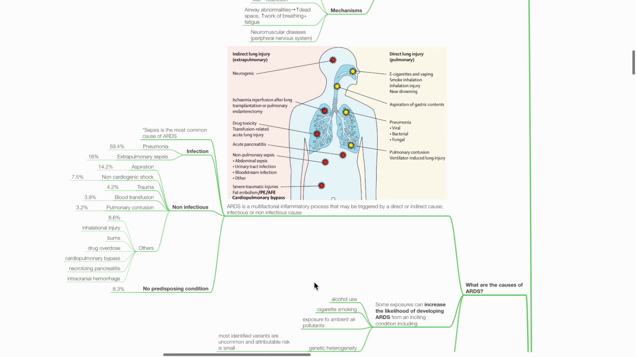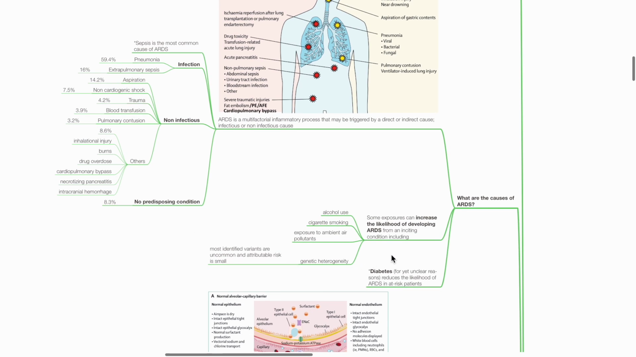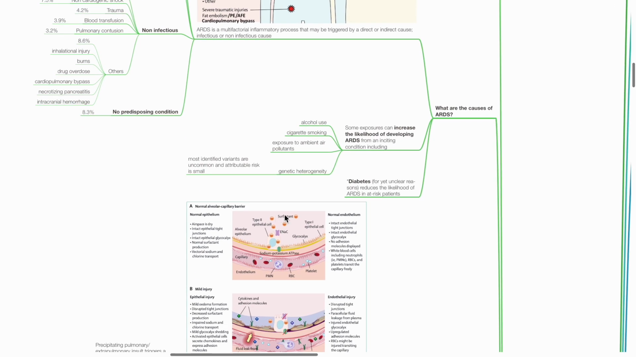Some exposures can increase the likelihood of ARDS, such as alcohol use, cigarette smoking, exposure to ambient air pollutants, and genetic heterogeneity. Diabetes reduces the likelihood of ARDS.